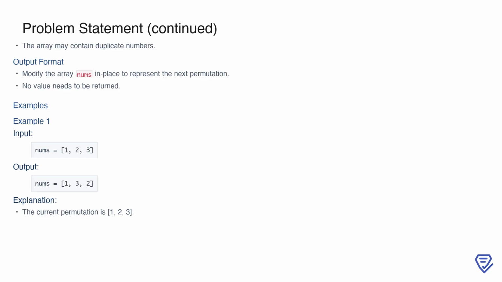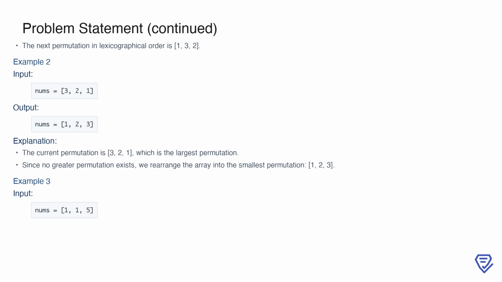Let's take a look at some examples to better understand the task. For instance, if the input array is 1, 2, 3, the next permutation would be 1, 3, 2. This is because 1, 3, 2 is the smallest arrangement of the numbers that is greater than the current one. In the example where the input array is 3, 2, 1, the result would be 1, 2, 3. Here, the current permutation, 3, 2, 1, is the largest possible arrangement of these numbers. Since no greater permutation exists, the array is rearranged into the smallest possible permutation, which is sorted in ascending order.